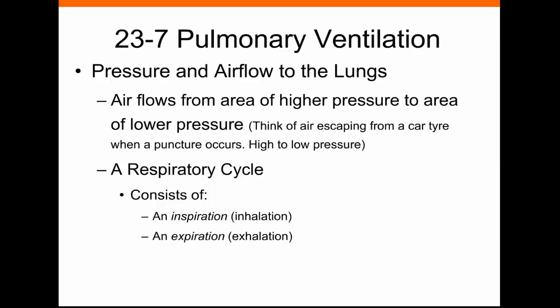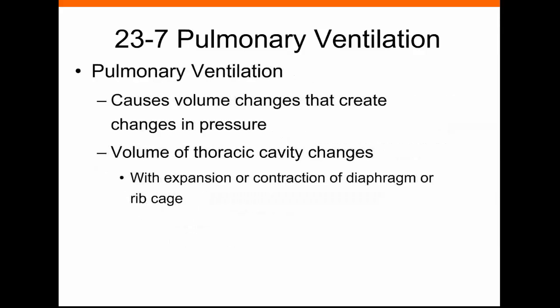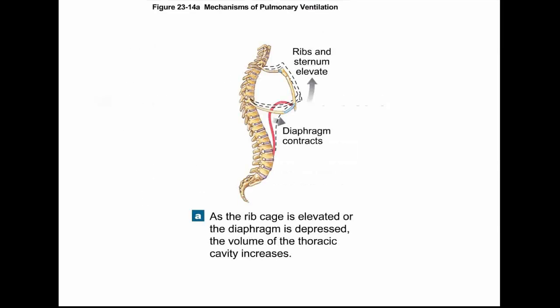A respiratory cycle consists of one full inspiration, one inhalation, and one expiration or exhalation. Pulmonary ventilation causes volume changes that create changes in pressure, and the volume of the thoracic cavity changes with expansion or contraction of the diaphragm or the rib cage. So we're going to have a look at that now.